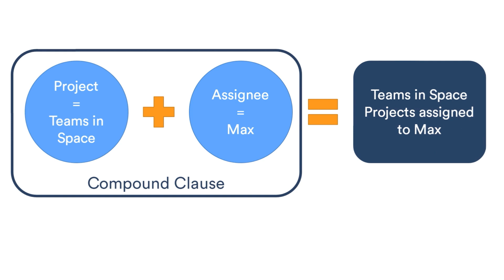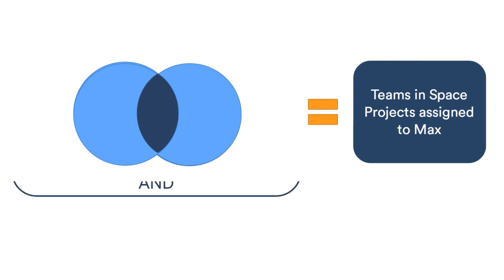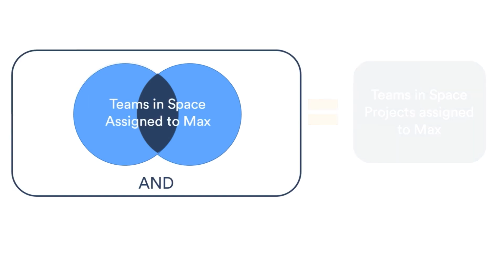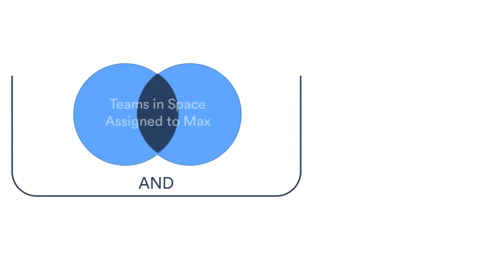Graphically, you might look at it like this. Notice it's the overlapping area that represents the issues you want. A common mistake is to think that you want issues that meet either criteria, when you really want issues that meet both. When you want issues that meet both criteria, the AND keyword is involved in the search.